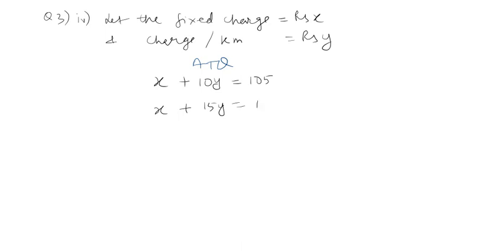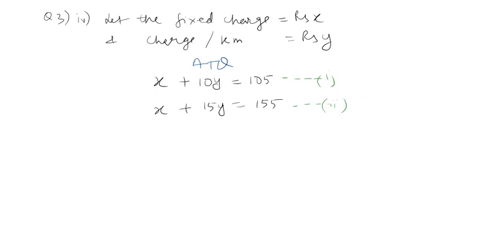and he paid 155 rupees. I think I have taken the values correctly. I'll just see if anything is wrong in what is written. 10 kilometers and then 15 kilometers, 155 and 105. Right. So this is the correct equation now. Now what we'll do, we will mark this as equation 1 and this as equation 2.